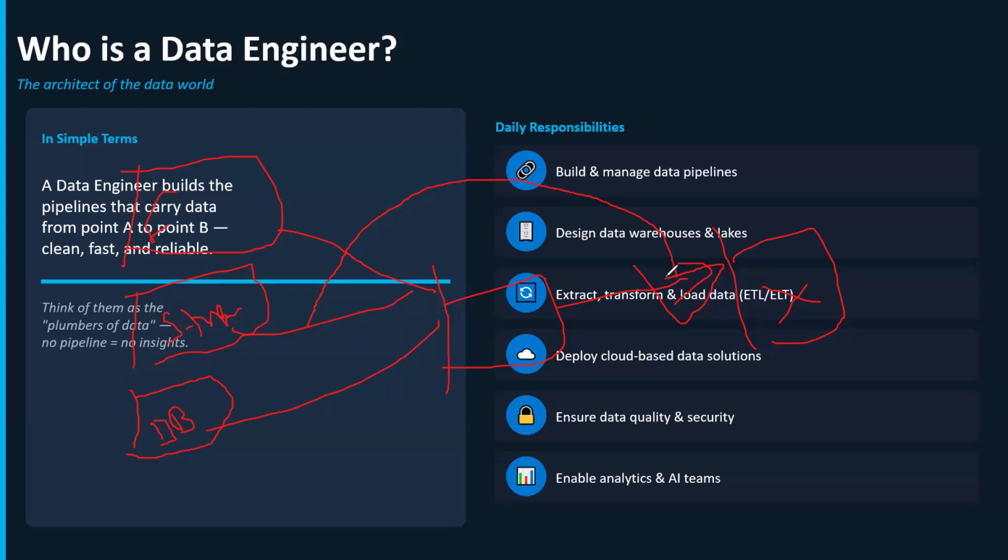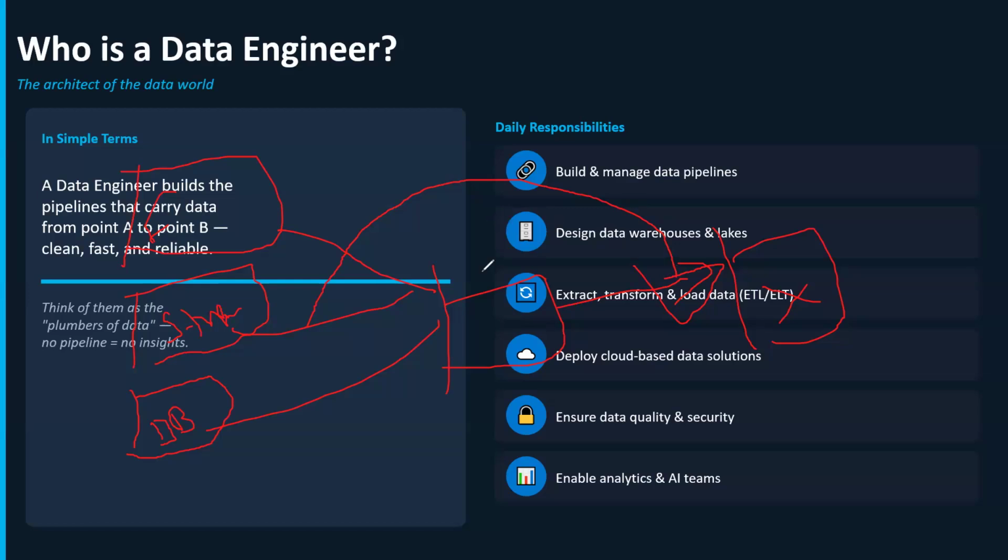So what exactly do you do? You build and manage data pipelines. So this is called a data pipeline. What is a pipeline? A pipeline is nothing but ingesting the data, transforming the data, and making sure to load the data in the right format, in the right place, at the right time. That pipeline will be developed by the data engineer.